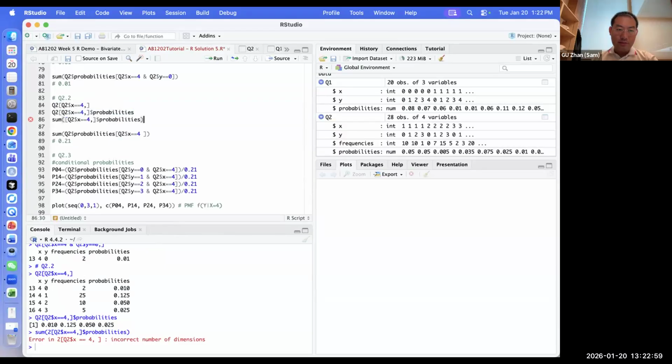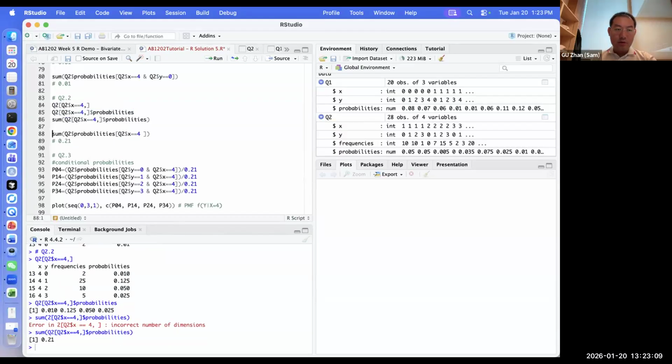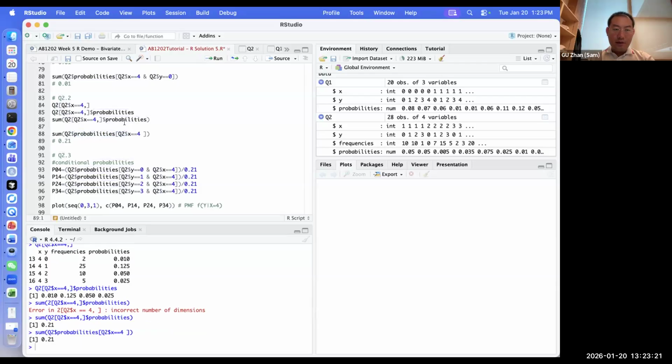Q2. Okay, 0.21. Now it is the same as if you calculate using the probability with the condition of x equal to 4. So they will give you the same value. But I recommend you use this method that I'm showing you here, so it's easier for you to verify.